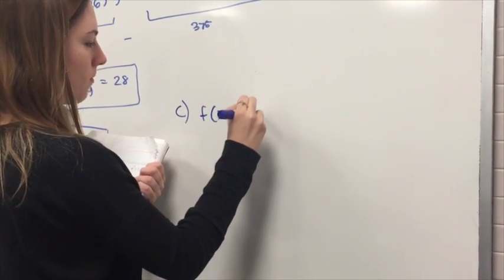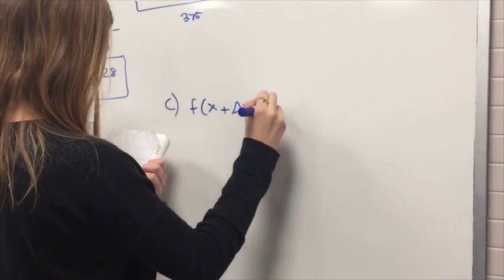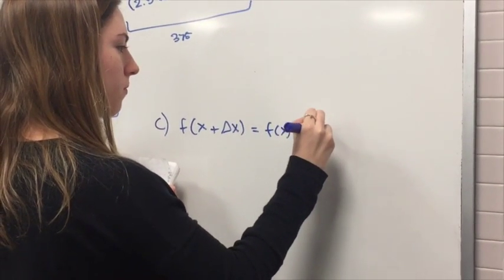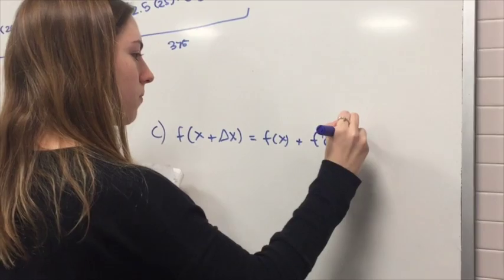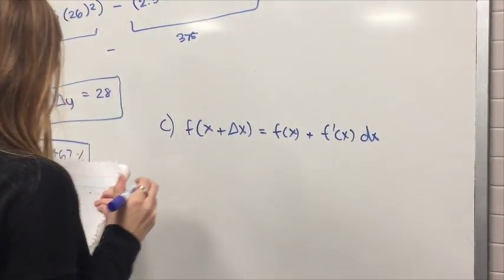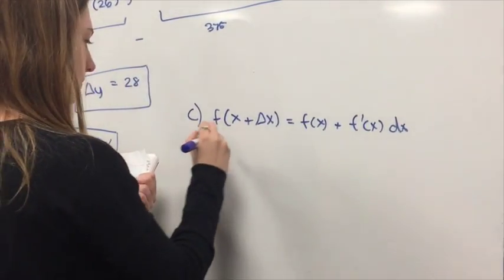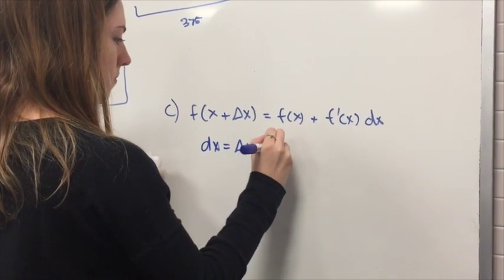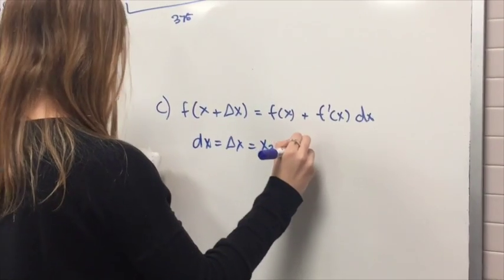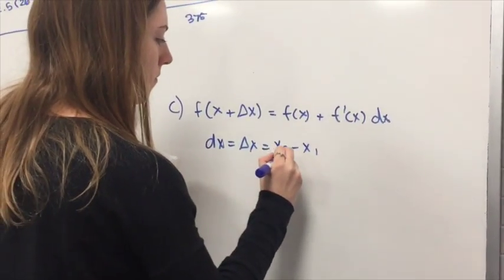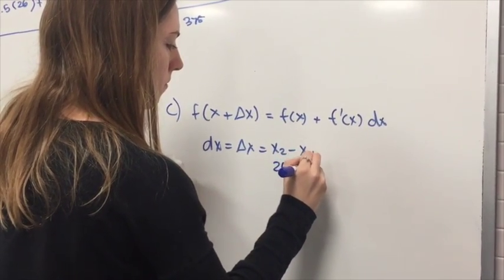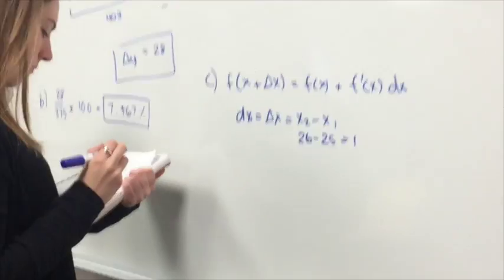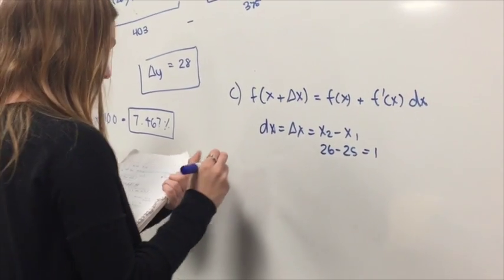In step C, we need to approximate the change in percent change in total stopping distance as speed changes from x25 to x26 miles per hour. We do this by using the formula of f of x plus derivative of f of x dx, and using the formula of delta x and delta y. So we subtract 26 minus 25, which gives us 1.